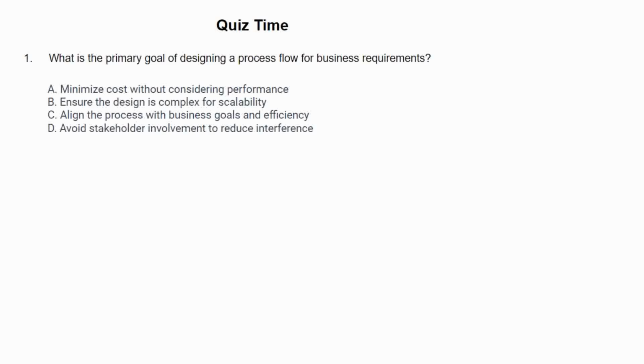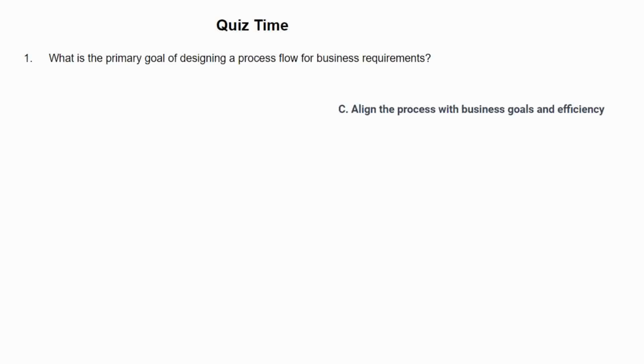It's a straightforward question, I think everyone can answer this. The answer is to align the process with the business goals and efficiency. As we discussed, our design discussion comes into the picture when we have a requirement, right? The process has to align with the business goals and the efficiency.